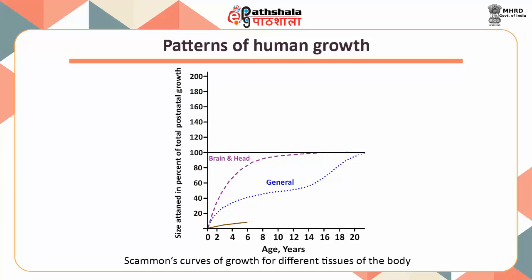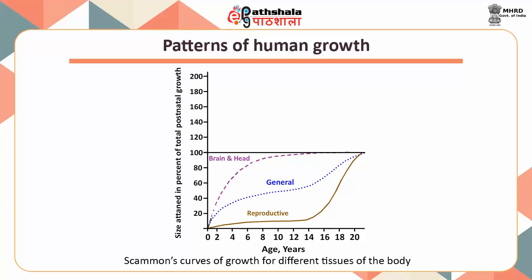The reproductive curve illustrates the growth pattern of primary and secondary sexual characteristics. Now, what are the primary reproductive characteristics? They are the ovaries and uterus in females, and testes and seminal vesicles in males, whereas secondary sexual characteristics include the breast in females, larynx in males, pubic hair, and others. These tissues show slight growth in infancy followed by a latent period during childhood and a rapid growth and maturation during adolescence.